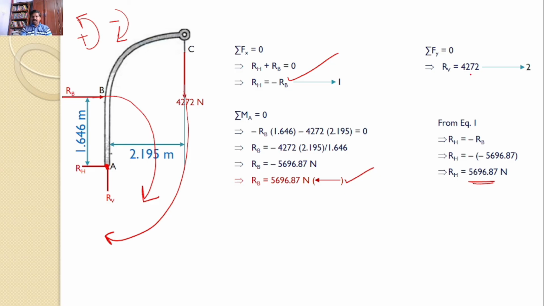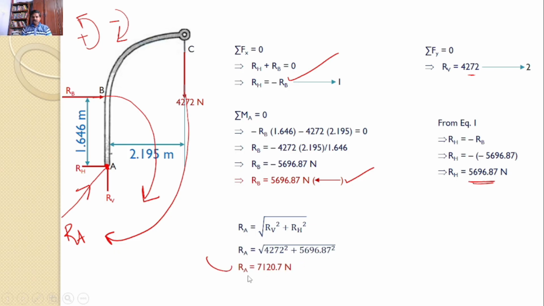And the RV value we already calculated as 4272. Hence, I can find the reaction at A, that is square root of RV square plus RH square. By substituting those values, I will get RA is equal to 7120.7 newtons.